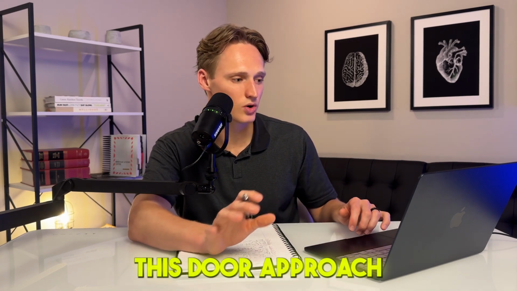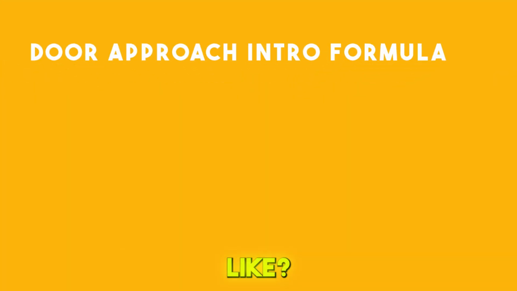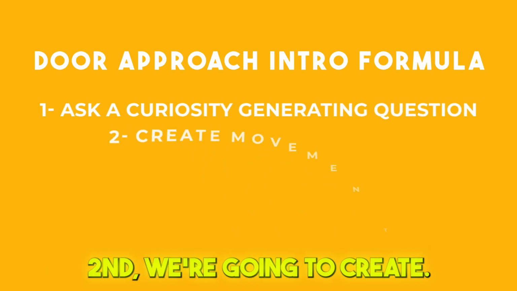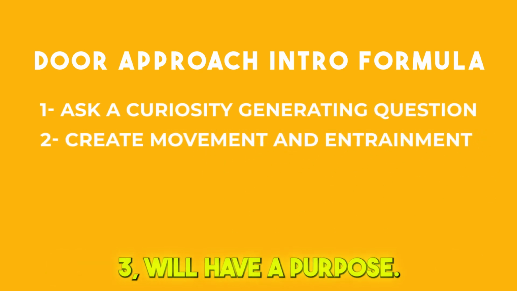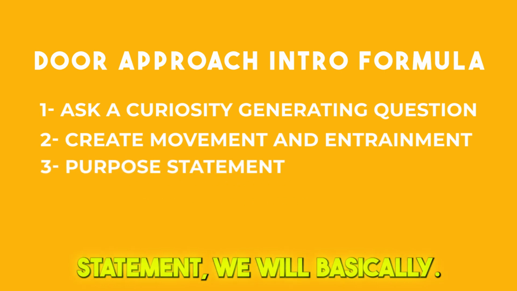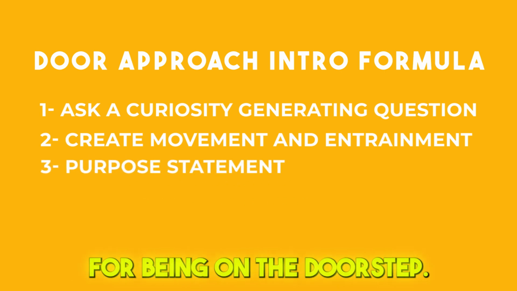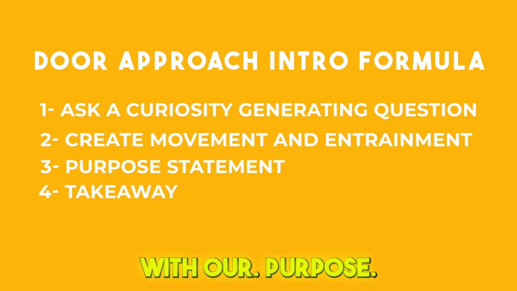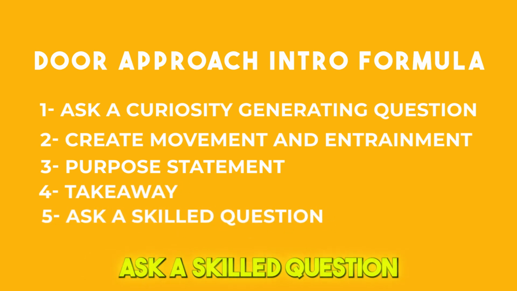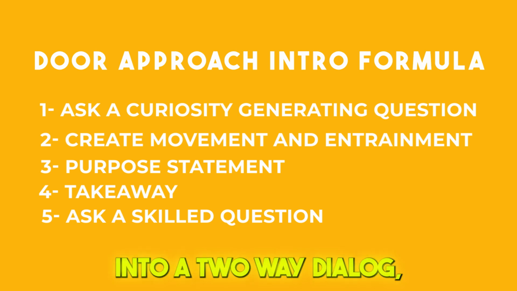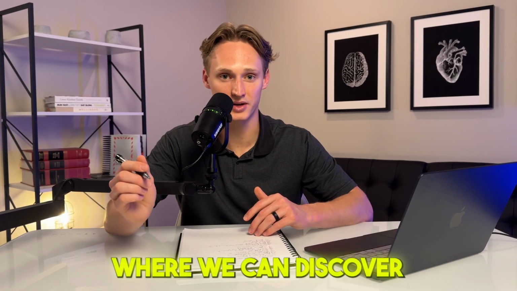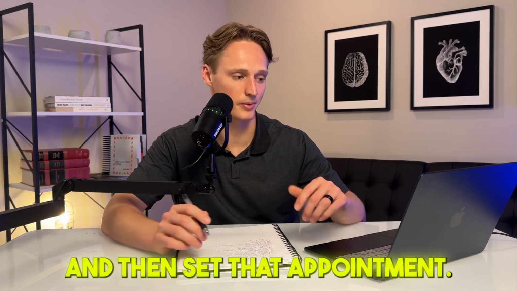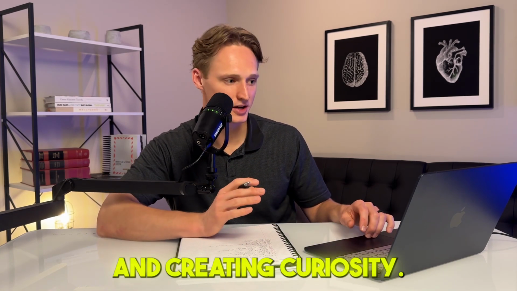So what does this door approach intro formula look like? First, we're going to ask a curiosity generating question. Second, we're going to create movement and entrainment. Third, we'll have a purpose statement. We'll basically establish our purpose for being on the doorstep. Fourth, we're going to take away whatever benefit we had just talked about with our purpose. And then fifth, we're going to ask a skilled question to transition into a two-way dialogue. Because in that two-way dialogue, that's where we can discover the problems, if our solution could possibly help, and then set that appointment.